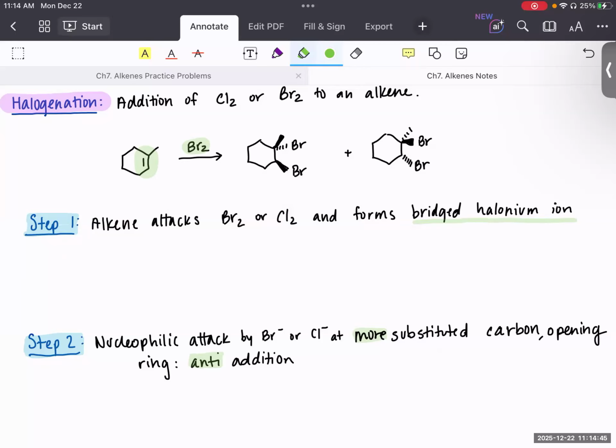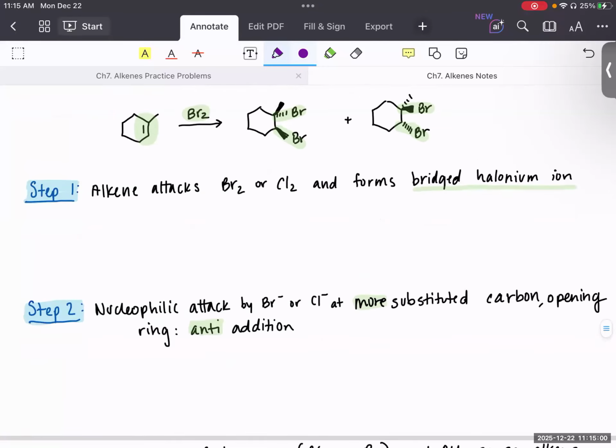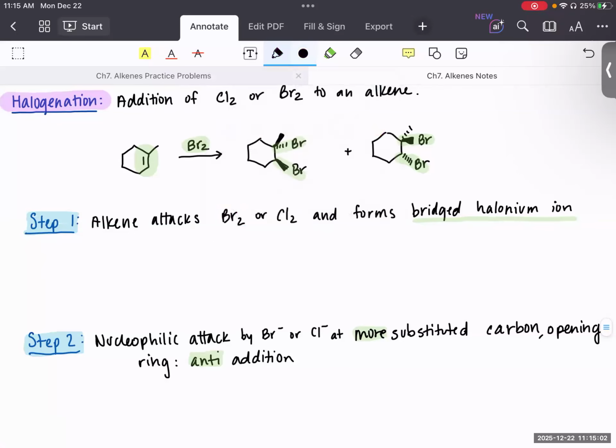And what we'll see is that in this reaction, we end up with the anti-addition of two bromines or two chlorines, and we get a pair of compounds here where one of the bromines is going to be dashed and the other one wedged. All right, so for the mechanism, the first step of this reaction is that the alkene performs a nucleophilic attack on the bromine.